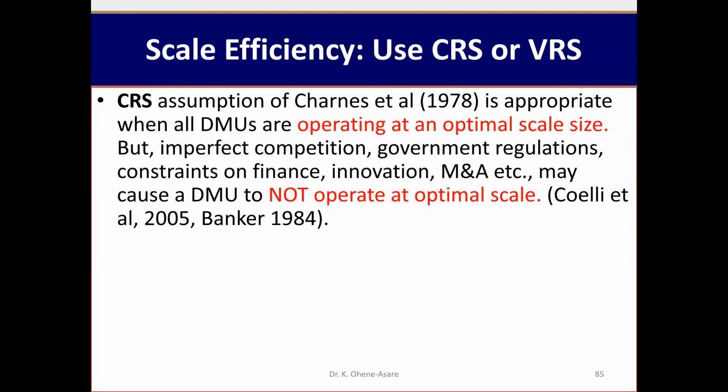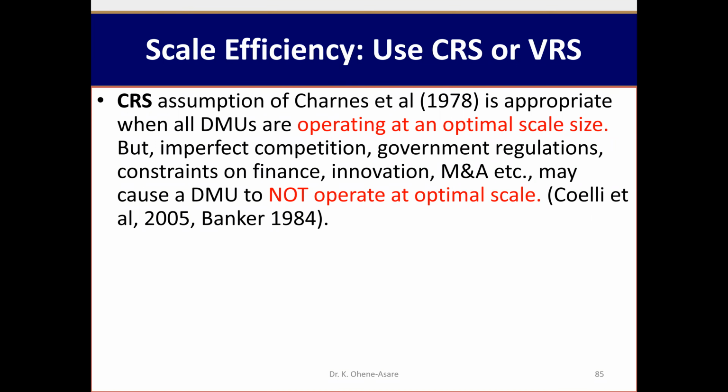There are some situations with government regulations. For example, in the banking industry, the government will require that the minimum capital requirement should be higher for foreign banks and lower for domestic banks. So when that is the case, it means that the size, the scale, is not optimal. There are also situations where some firms are not able to get finances, but other firms are able to get finances.